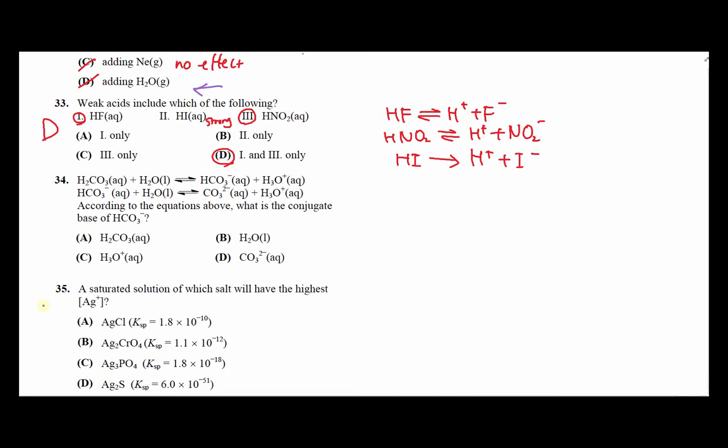Okay, 34. We have two equations that are acid and base reactions. According to the equations above, what is the conjugate base of bicarbonate ion? We first need to identify what are the acid and base, and also identify the conjugate acid and base. Looking at our first equation, I see this being our acid. Why? Because acid always wants to donate the proton ion, which we see here, and base always wants to accept or receive the proton ion from acid, and that's what we see on the product side. See, water receives the hydrogen ion.